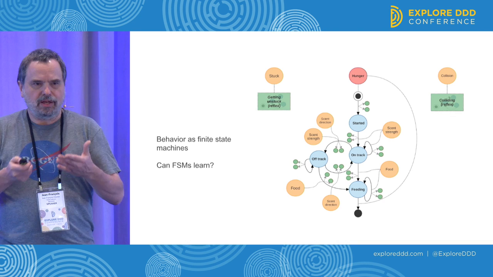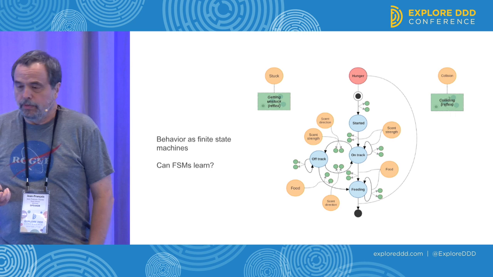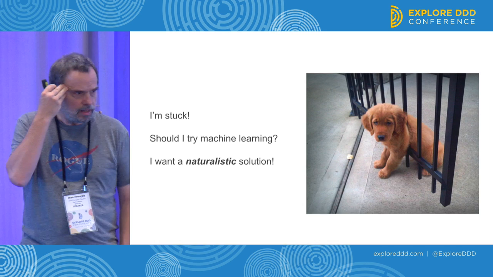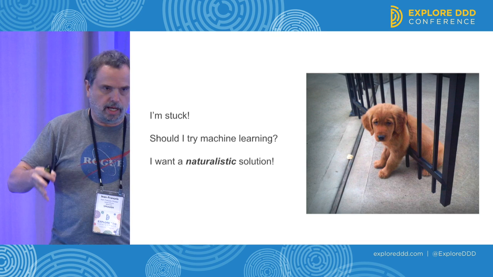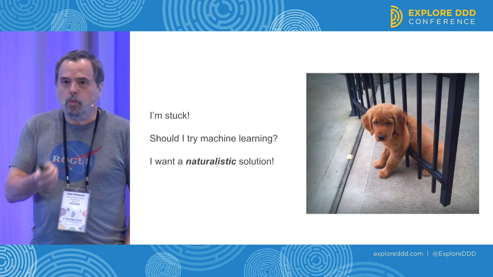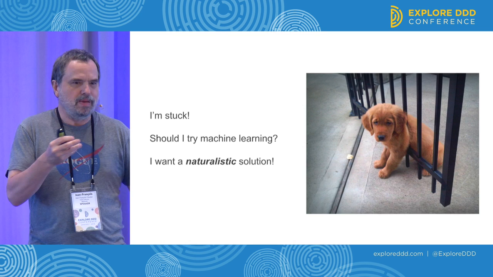How do you make a finite state machine learn? I don't know. Do you know? I don't know. So I was at a dead end. I felt like I was stuck. So maybe I should do like just about everybody else and look into machine learning and neural networks. And nah, I really wanted a naturalistic solution. I wanted my model to mimic what the theories in cognition are uncovering.